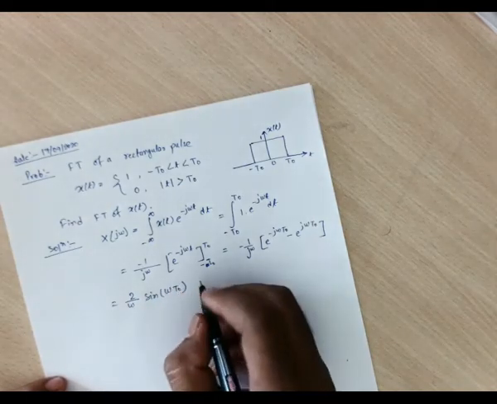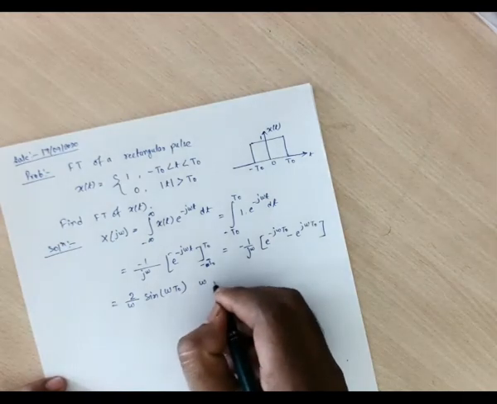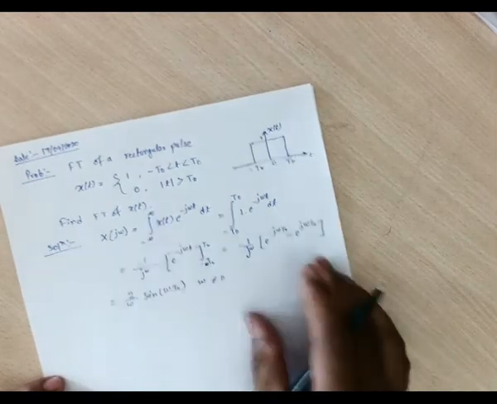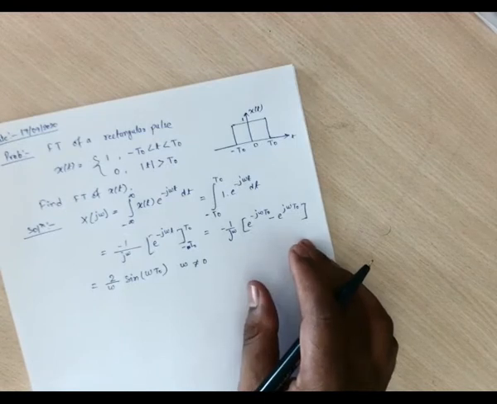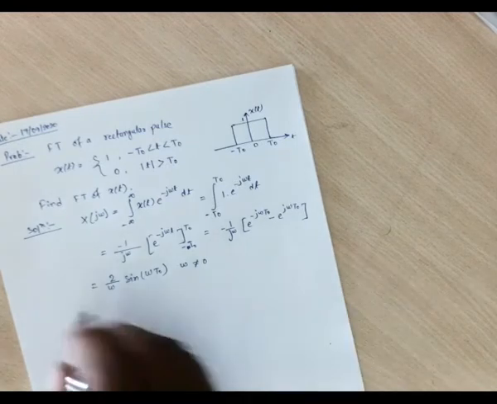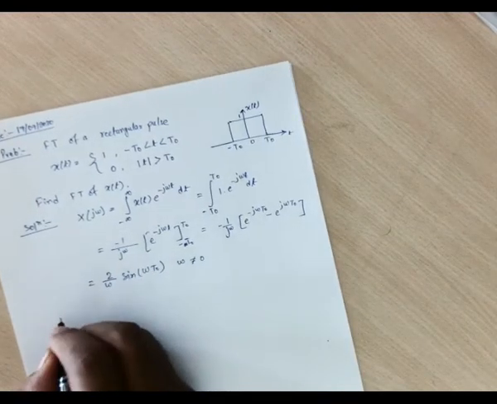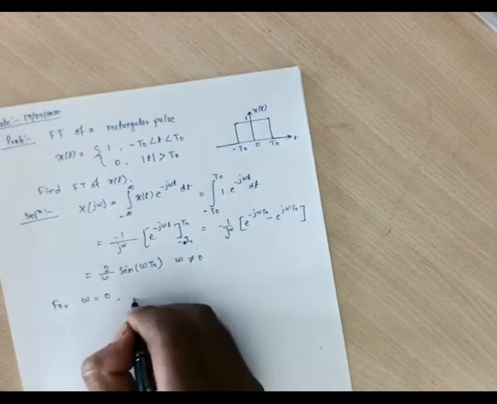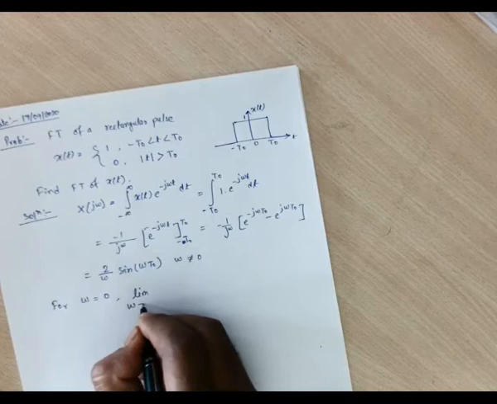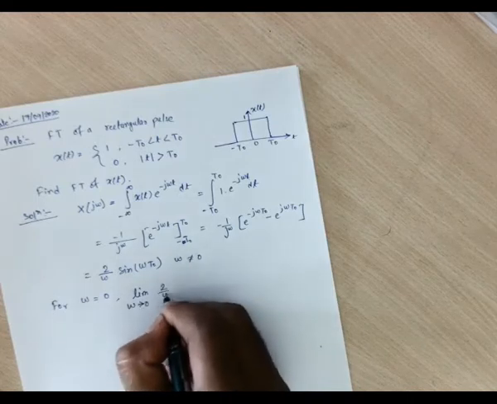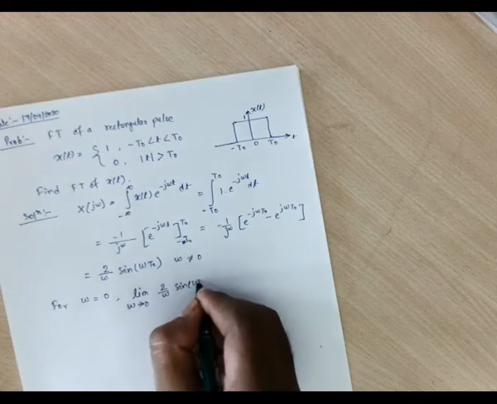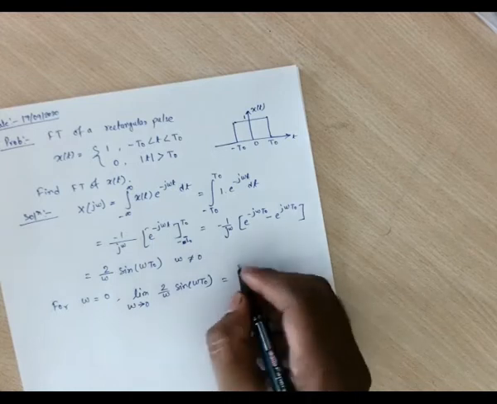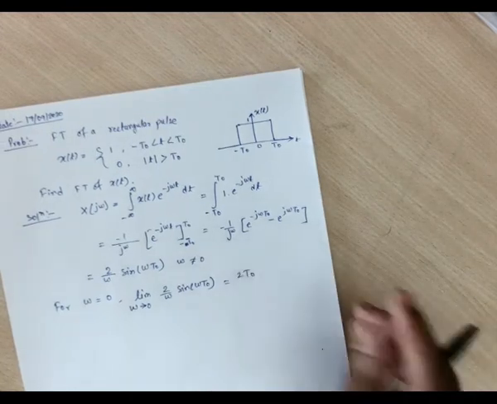So this value is for omega not equal to 0. So how do we find it for omega equals 0? By taking the limit, right? For omega equals 0, what are we going to do? We take the limit of 2 by omega sine omega t naught. So it is twice t naught, right?